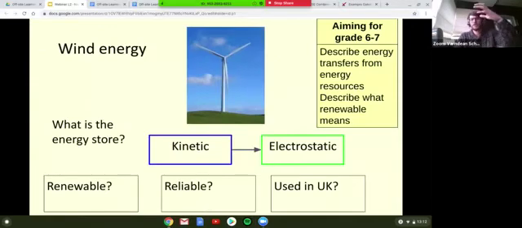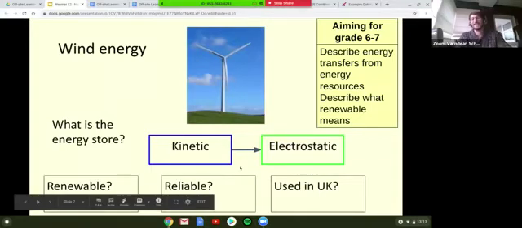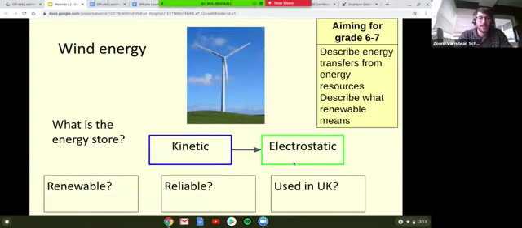Right, so if we were writing out energy transfers, we might write them like this. We might have our energy store on the left, and then the energy store which is being transferred into on the right. They can be a little bit more complicated than this. We're going to see one in a moment.